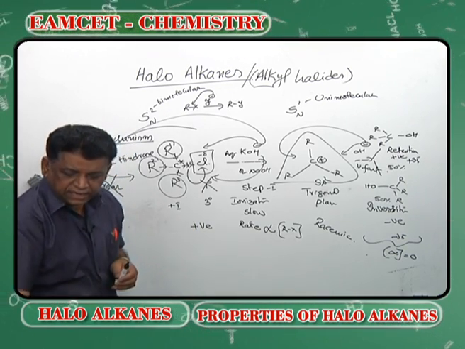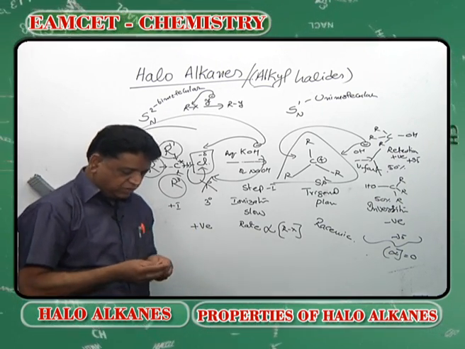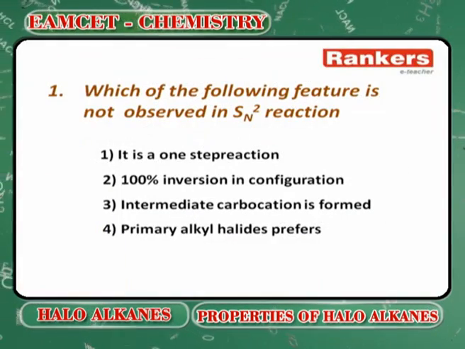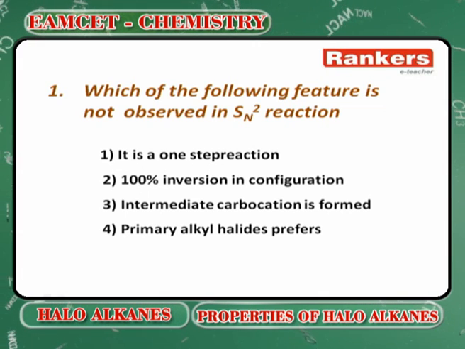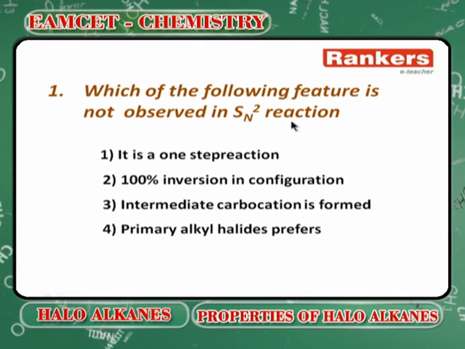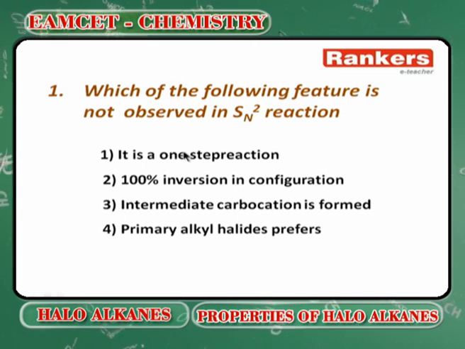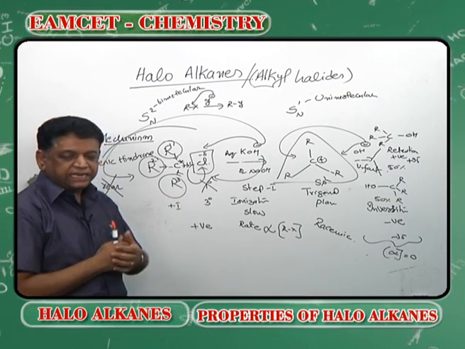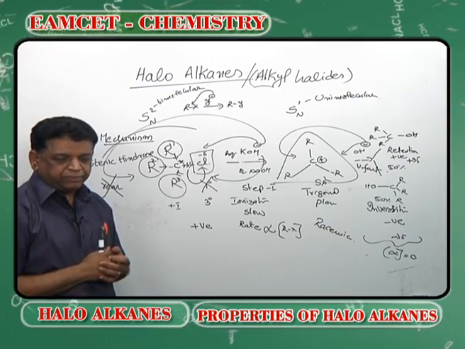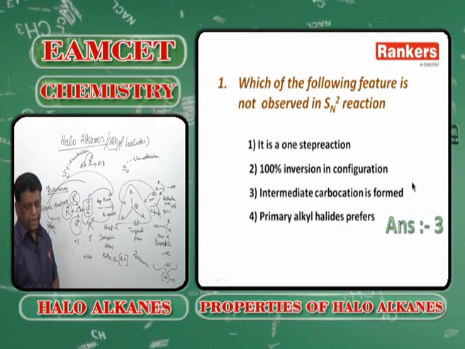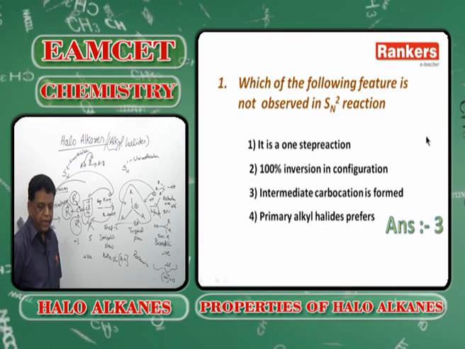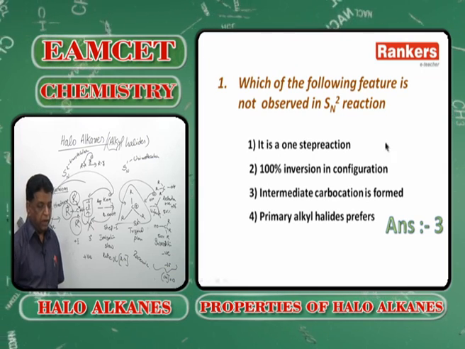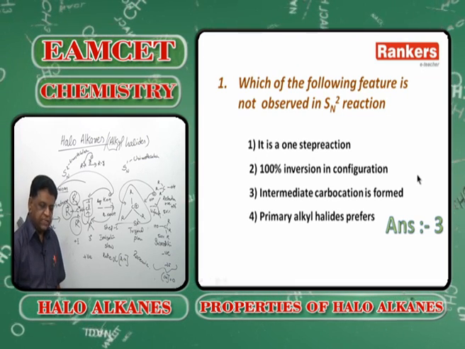in the reaction. Let us go to some of the questions which were asked in previous years. Next. Which of the following features is not observed in SN2 reaction? First of all, SN2 is a one step reaction. Yes, it is a one step reaction, but it is dependent on the two species in the rate determining step. 2 stands for bimolecular, not 2 steps. So it is one step, correct.